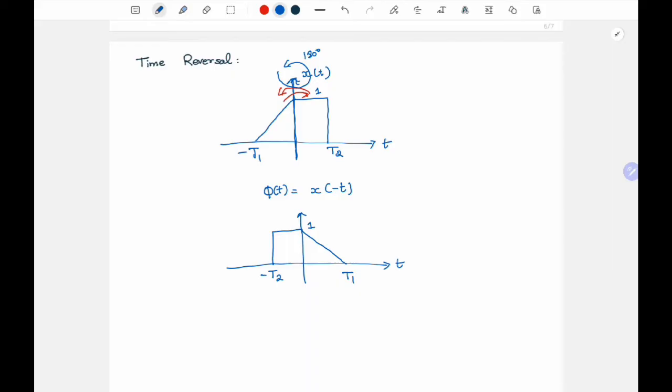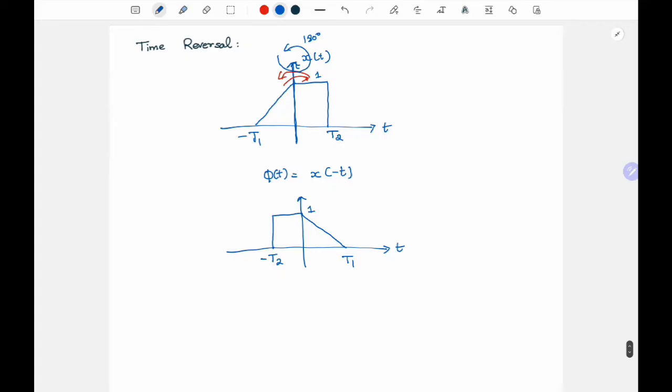This is equivalent to recording an audio or video and playing it backwards. Whatever went in first will come out last. Again here, if you see, the origin is unchanged.